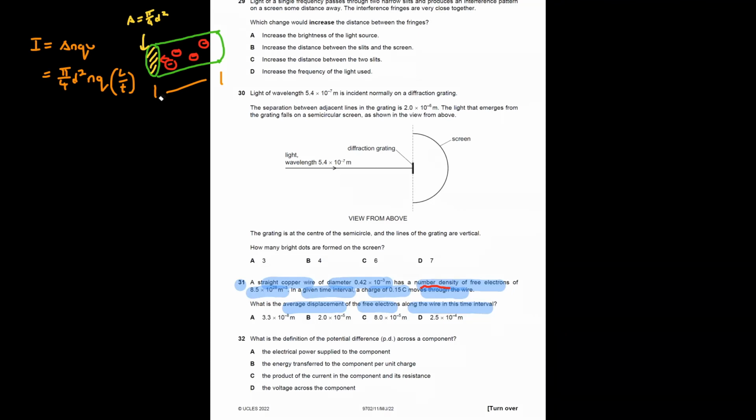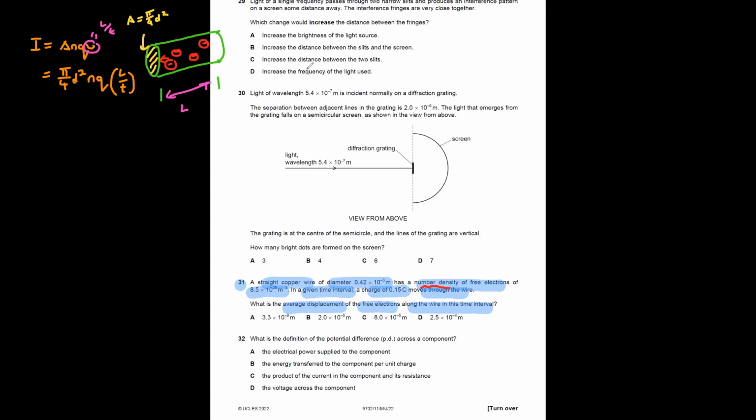Okay, maybe I should use a different color. So your distance moved here, you can call it as, say, L. All right. The distance L moved over a certain time t will give you your velocity. So this one is actually L over t.